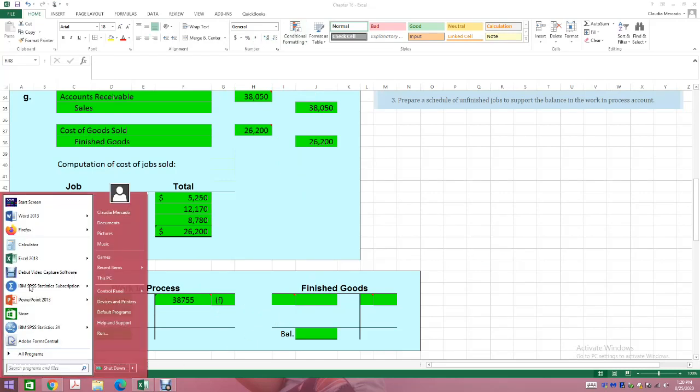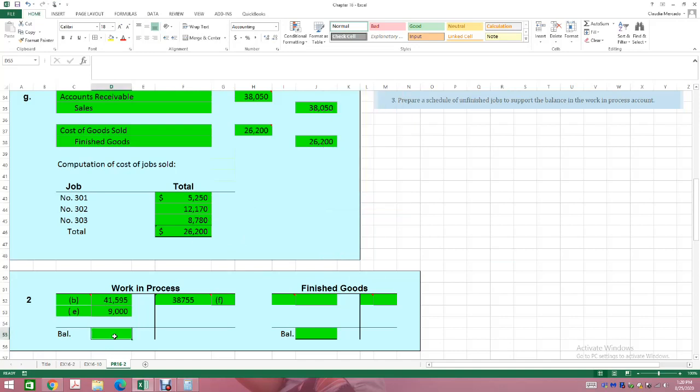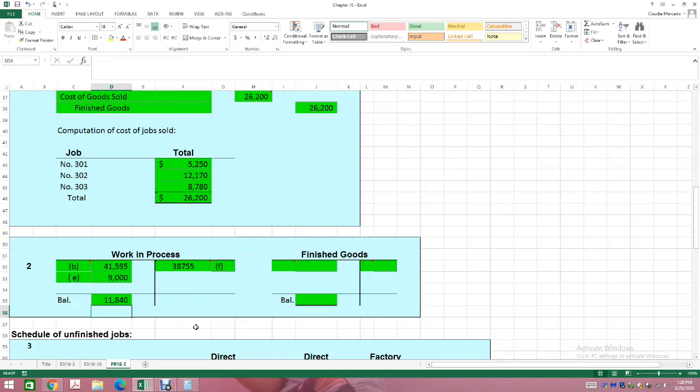So what we do is we get our calculator, we add our debits: 41,595 plus 9,000 gives me 50,595. And then I subtract my credits of 38,755. So my balance is 11,840 debit. Why debit? Because the debit balance is greater than the credit balance. So my work in process balance is 11,840.